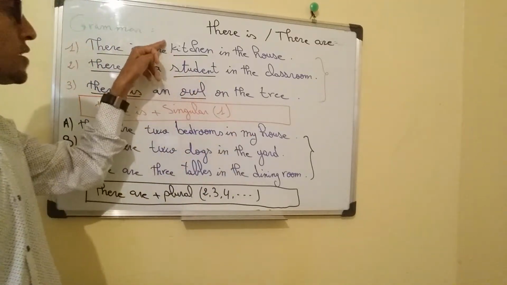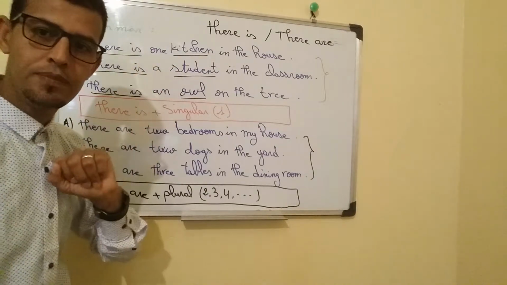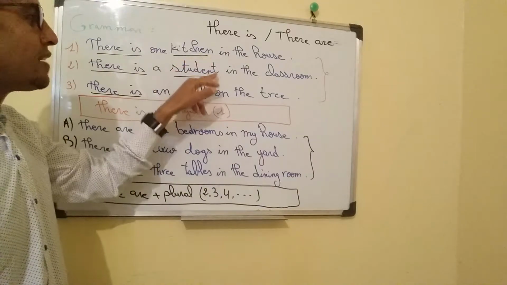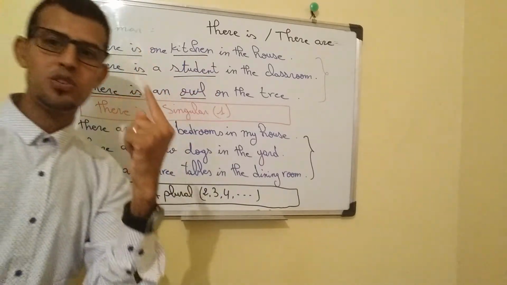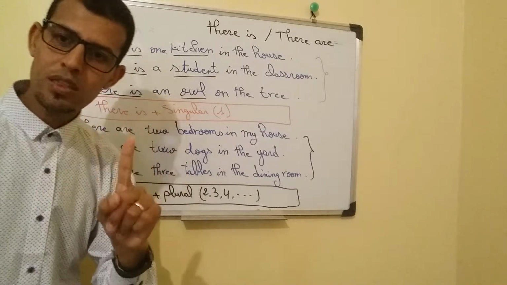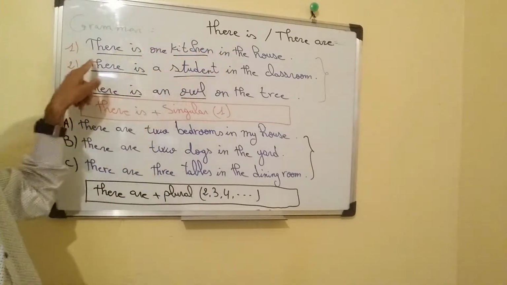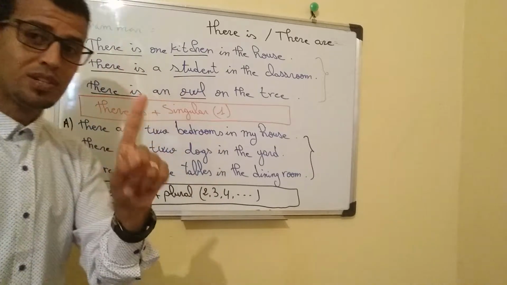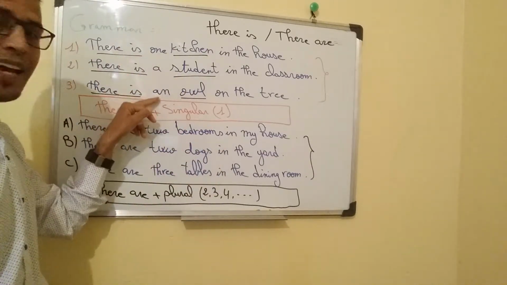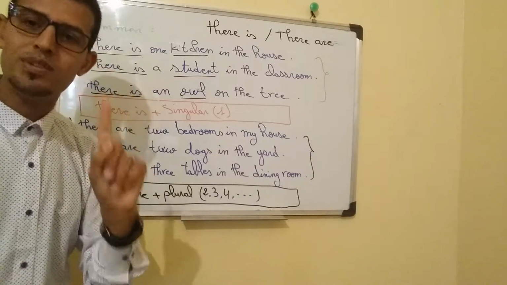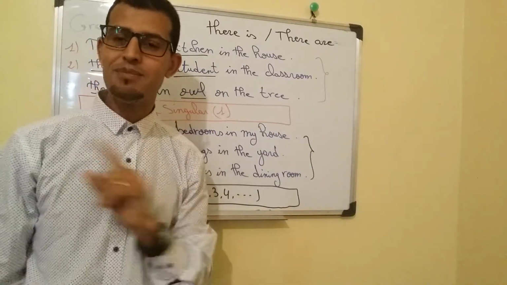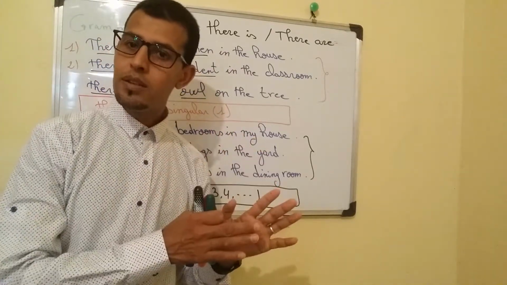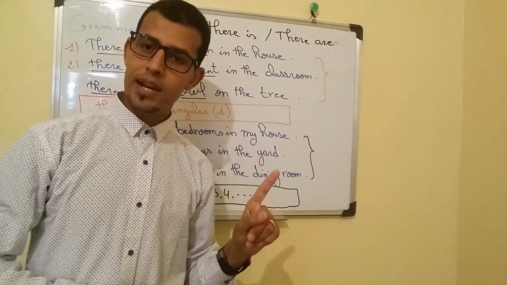So please pay attention here. These words, are they singular or plural? Very good. They are singular nouns. Singular nouns means that we don't have S here, and we are talking just about one. When we talk about one thing, we use what? There is. So kitchen, one kitchen. A student means one student. So a, one, and an mean one. When I say there is a teacher, it means there is one teacher. When I say there is an owl, it means there is one owl, okay?